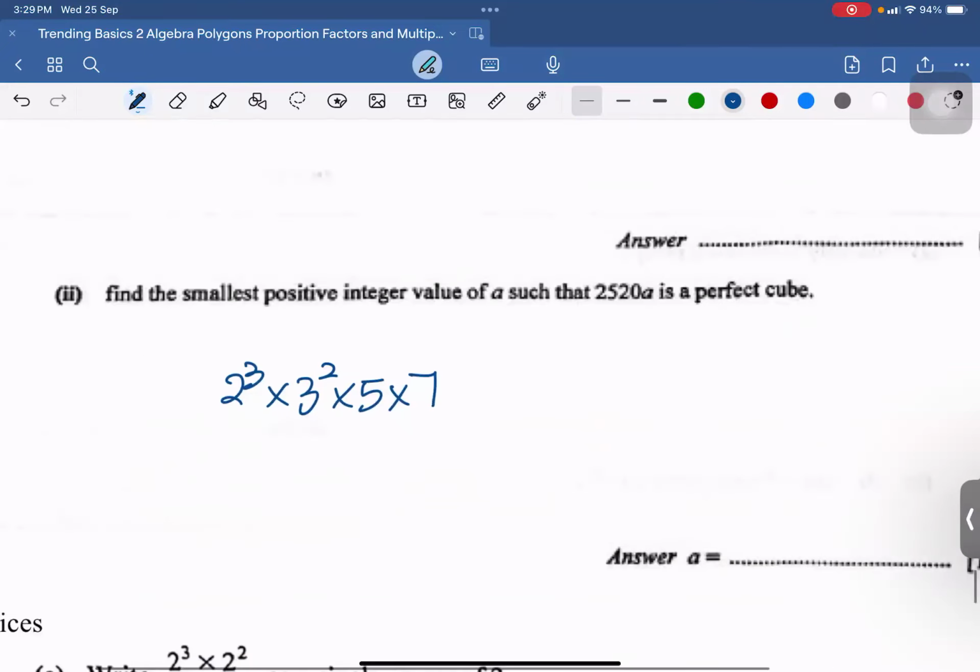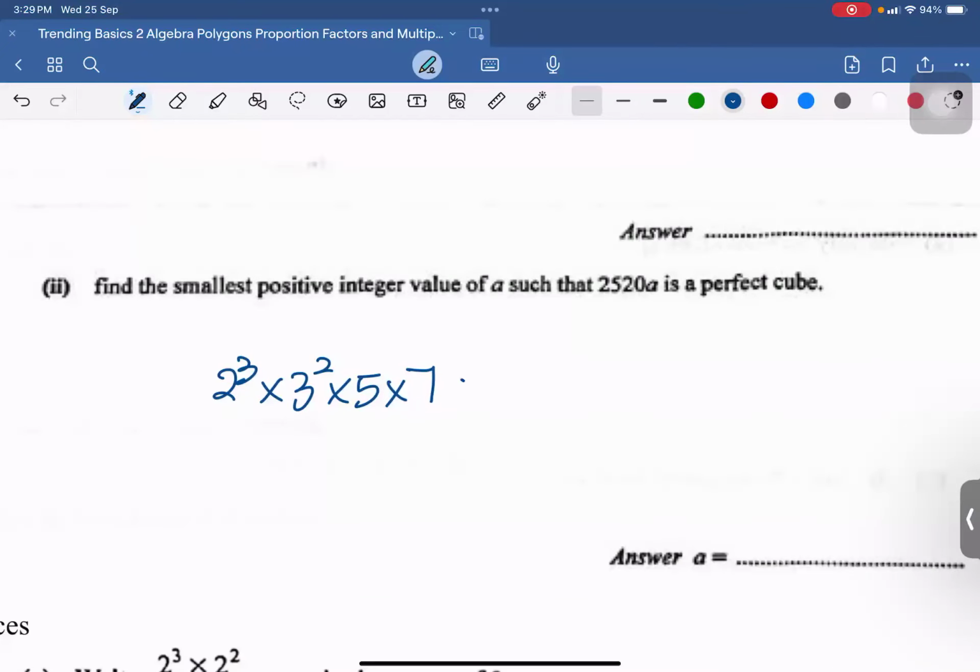It's the number 5250 times A, to make it a perfect cube. Cube means power multiple of 3. Can you all tell me which one do I need to multiply? What do I need to multiply? Come on, tell me the answer.